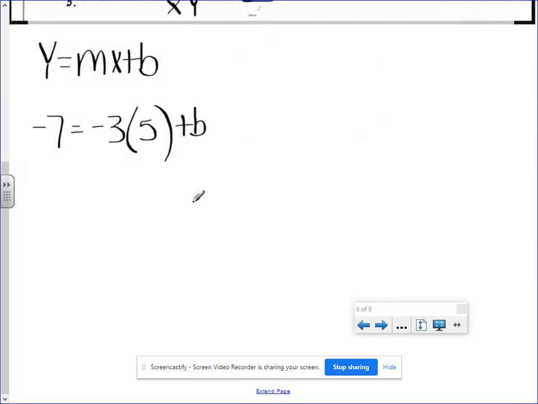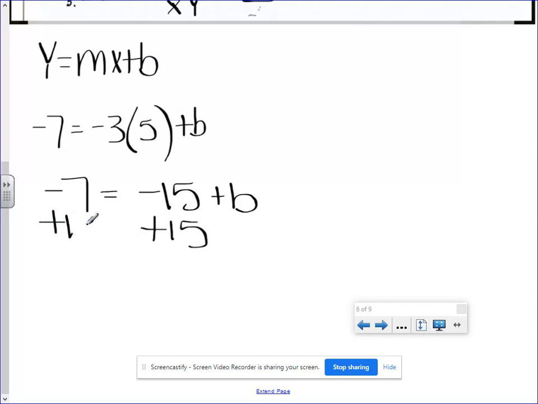So now we just have some simple math to do. What is -3 times 5? -15, and I still have plus b. What's the opposite of -15? +15, those cancel out. This is the same thing as saying 15 minus 7. What is that? 8. Okay, I'm going to circle that.